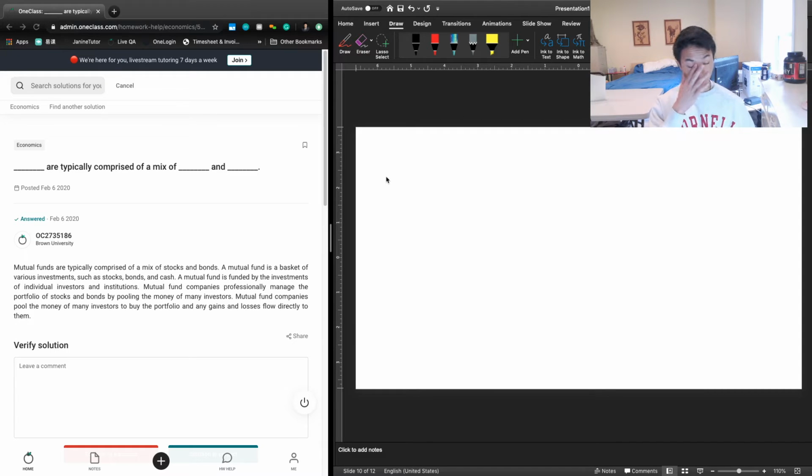Look at the previous answer to see what they put. And so they said mutual funds are typically comprised of a mix of stocks and bonds. And that's true. And so that's going to echo a lot of what I was talking about. You can think of a mutual fund as an investment portfolio that basically assembles a range of assets, of financial instruments, and then it sells off shares of that entire portfolio to investors to invest in. And so what it really is, it's providing very cheap diversification in your investments.